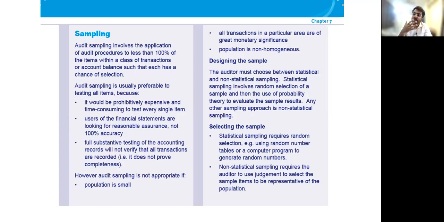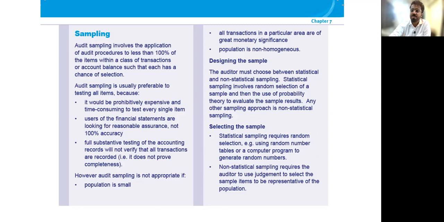And lastly, when the population is non-homogeneous. What do you mean by population being non-homogeneous? It means that every transaction is different from another transaction. They're not the same. Then how can you select them? How will you select the sample? If every transaction is different, then you cannot select a sample. So in that case also, you will not select sampling.